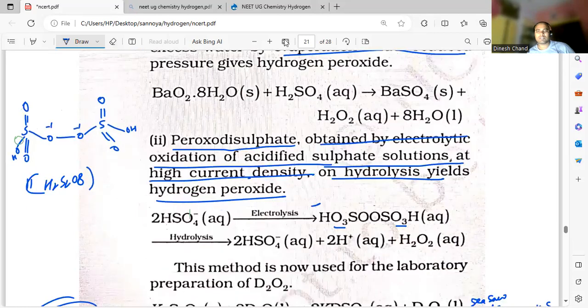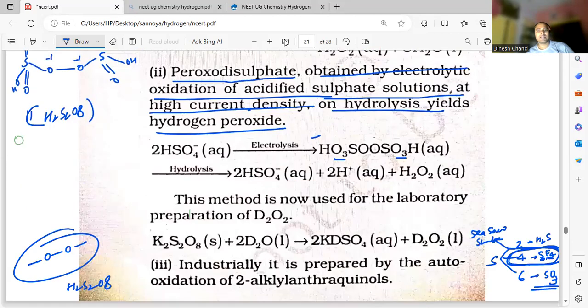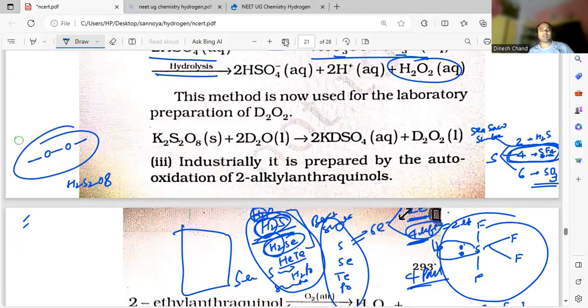So here two steps they have mentioned. HSO4 minus: firstly you are doing electrolysis to get peroxodisulfate. Again you are doing hydrolysis, it will give hydrogen peroxide. That's it. Now, another method is there. This method is now used for laboratory preparation also.